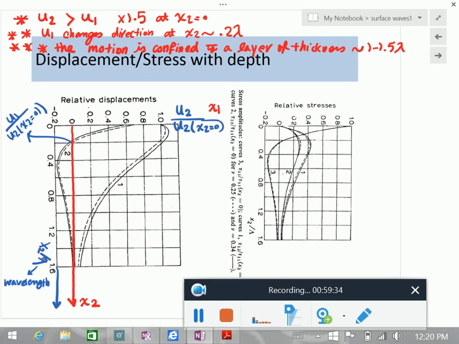This is what it is showing. So this is depth. Yeah, we can see, right? This is 0. This is 0, right? This is approaching 0. And here, this is already 0. So this is the most important thing you have to know about surface waves. That the motion is pretty much confined.